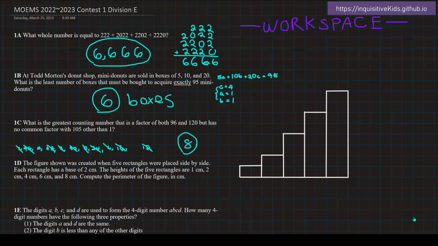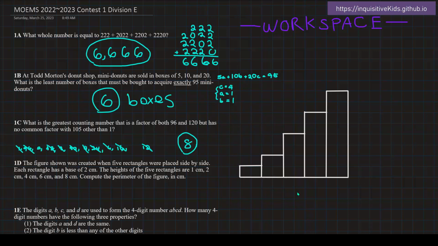1D. The figure shown was created when 5 rectangles were placed side by side. Each rectangle has a base of 2 centimeters. The heights of the 5 rectangles are 1 centimeters, 2 centimeters, 4 centimeters, 6 centimeters, and 8 centimeters. Compute the perimeter of the entire figure in centimeters. Here I did my best to reconstruct the image that was on the contest.